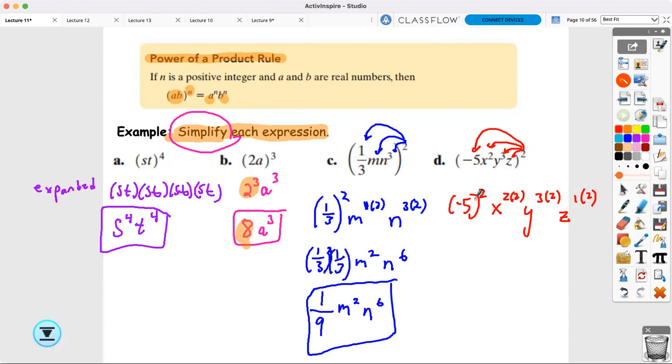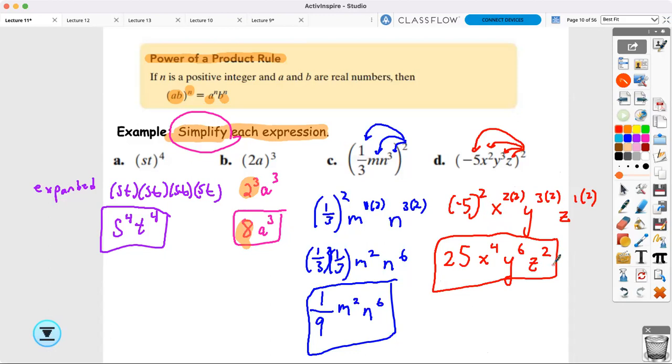-5 squared is -5 times -5. Two -5s is a positive 25. 2 times 2 is x to the 4th. 3 times 2 is y to the 6th. z is 1 times 2, which is 2. After we simplified everything, if there's no other rules to do, we go ahead and box our answer and we're done. What questions do we have on applying this extension of the product rule?